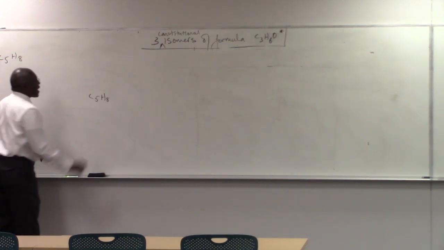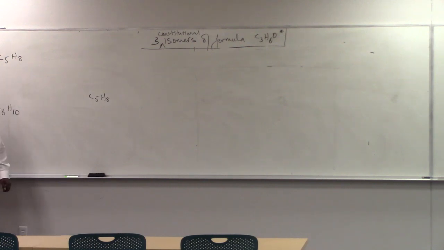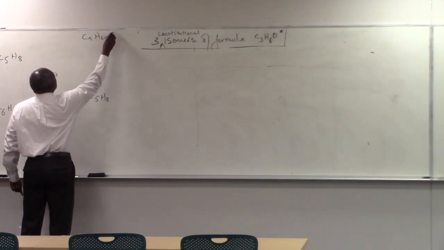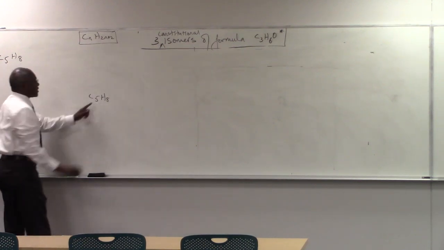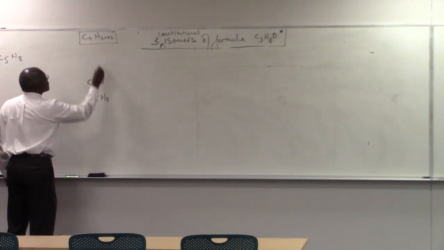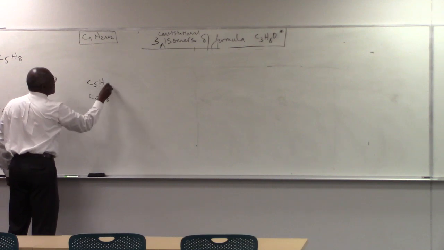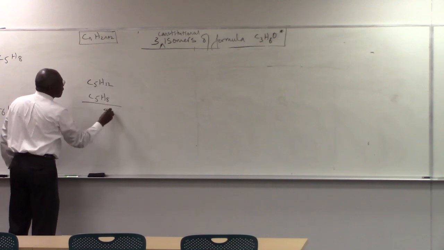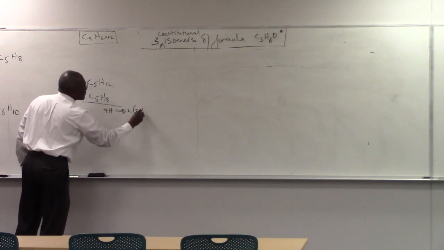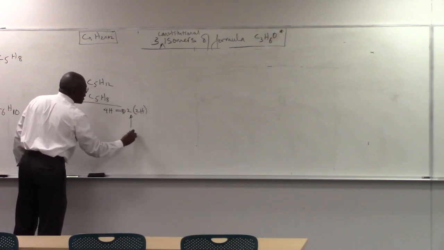C5H8, I'm going to compare that formula to the corresponding alkane. The alkane, CnH2n plus 2, with the same number of carbons, 5. So this will be C5H, 5 times 2 is 10 and 2 is 12. I am missing 4 H's. 4 H's is tantamount to 2 pairs of H's. This is my HDI.